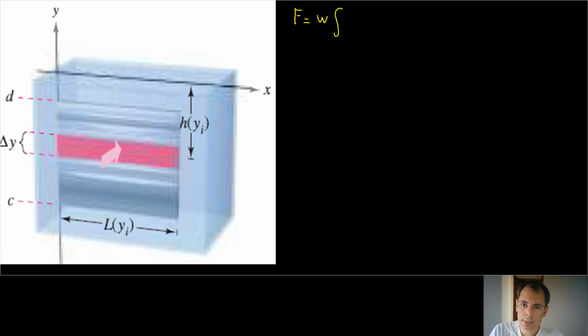And it'll be times the integral, okay? And now we're going to see that it'll be L of y. I know it's L of y i here, but it's because it's the L of y of one of these horizontal bars. But since we're doing the integral from c to d, it's a small d up there. It'll be L of y times dy. Now L of y times dy is going to give an area, okay?